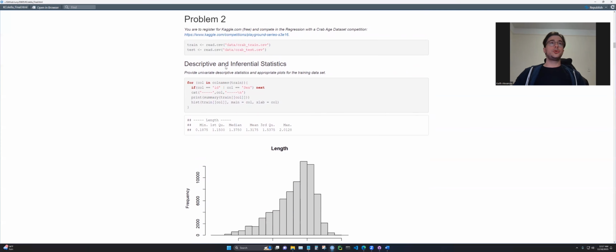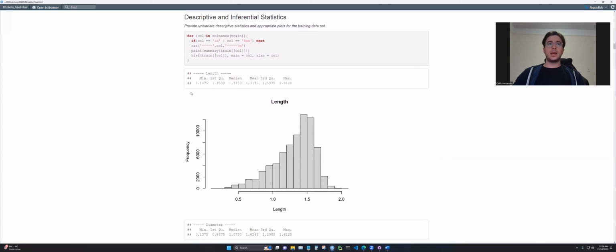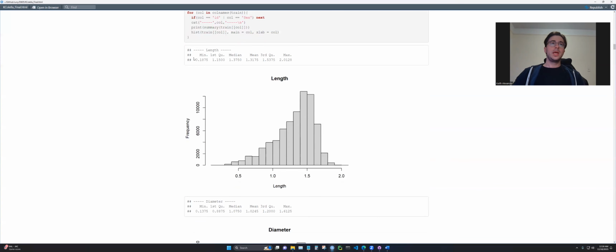All right, so moving on to problem 2. I start off by loading in the data that I got from Kaggle as instructed, on this crab age data set. The first part asks us to put together descriptive statistics and histograms for each of the variables in the data set. So I go through and put them all together, showing a summary of the distribution, descriptive statistics, as well as a full plot of the histogram.